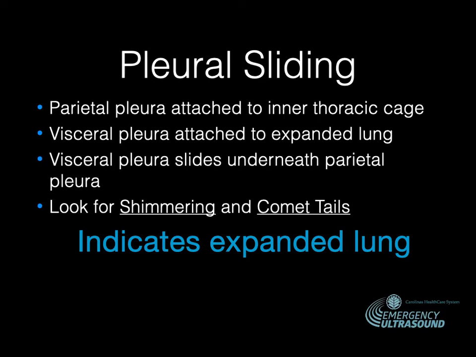You might also see a very small vertical bright line coming down just a few millimeters from the pleura, and this is your comet tail artifact. It is a type of ring down artifact that we see. It's similar in appearance to a B-line, which we'll get to in a few minutes, but it's a comet tail only coming down just a few little millimeters. And this indicates that the lung is fully expanded, that the parietal pleura and the visceral pleura are not attached, but they are approximated and sliding on top of one another.